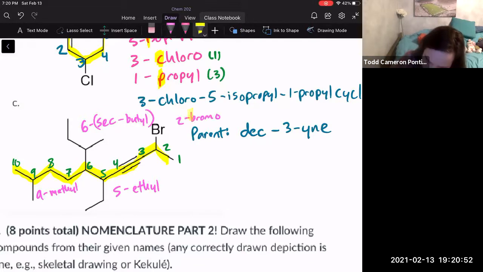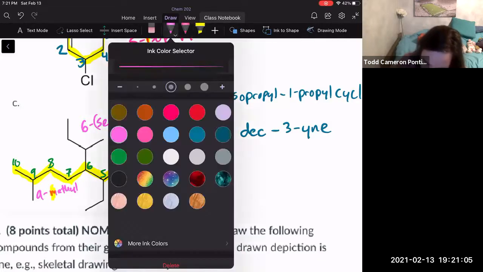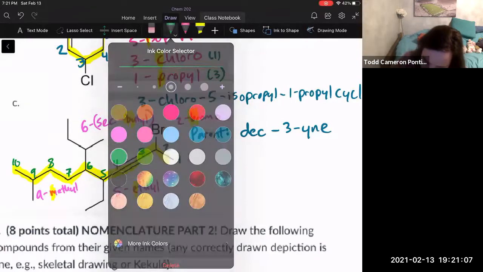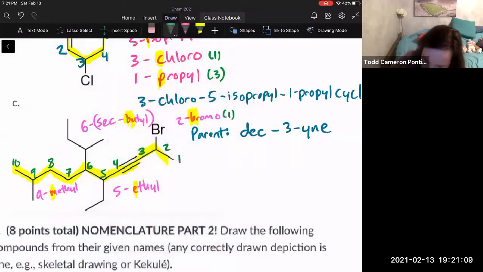Okay, so it's B versus B versus E versus M. So for B, we need to use Br versus Bu. Go to the second letter for the tiebreaker. So bromo is going to be first in our name, then sec-butyl, then ethyl, and then methyl.